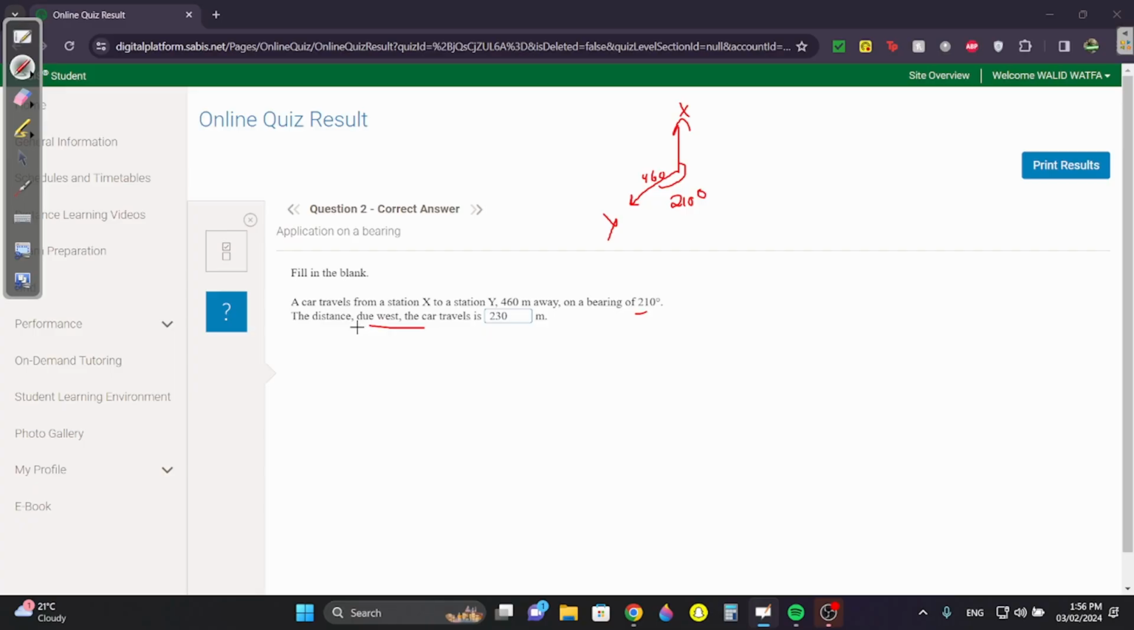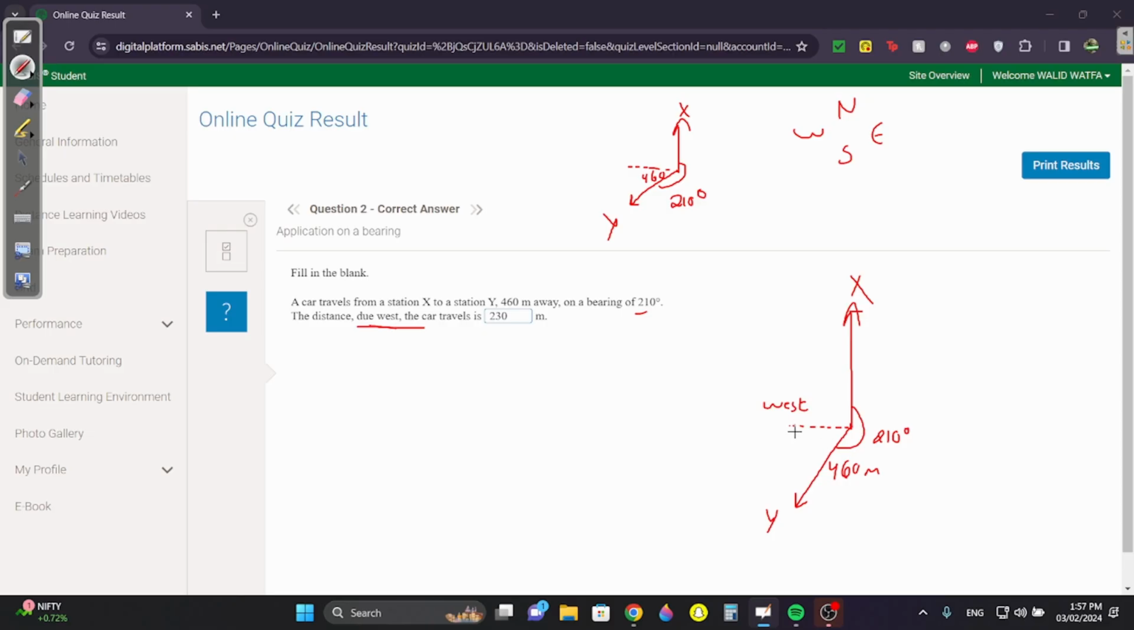They want the distance due west. You guys know north, south, east, west, right? West, meaning they want this part. So the way you do it, let me draw it better. You have X, I'll draw it bigger so you understand. You have 210 degrees, so over here. This is 460 meters. Here's Y. This is 210 degrees. They want this distance. This is the due west. How do you find this?